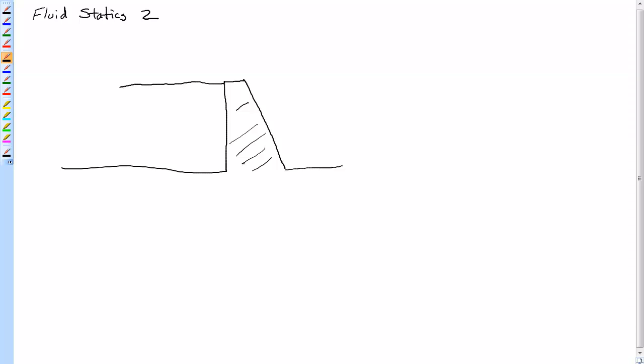Alright, what else can we do with fluid statics here? Let's take a look. First, let's consider a spillway, for example. This is basically some type of concrete, and over here we have a water level. Now, let's say the water level is at the very top, and let's say this is 10 foot.